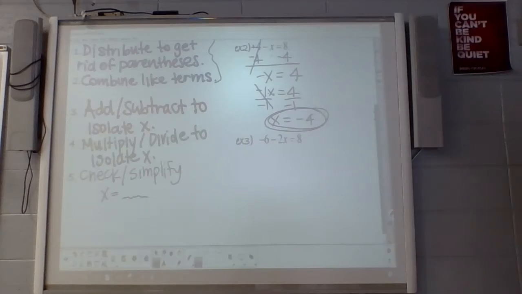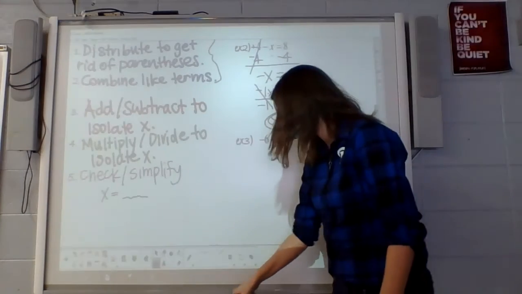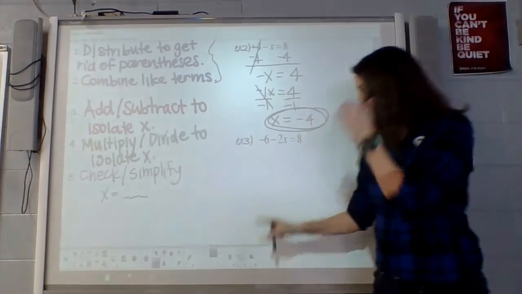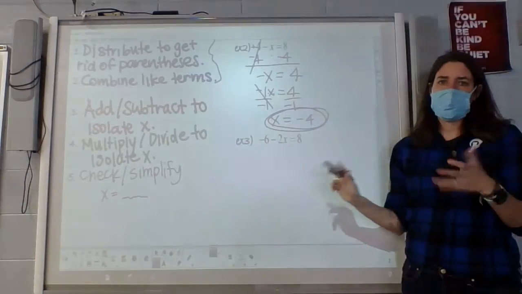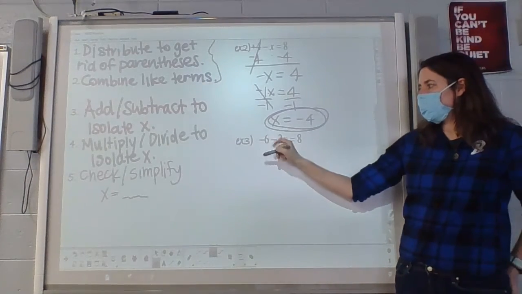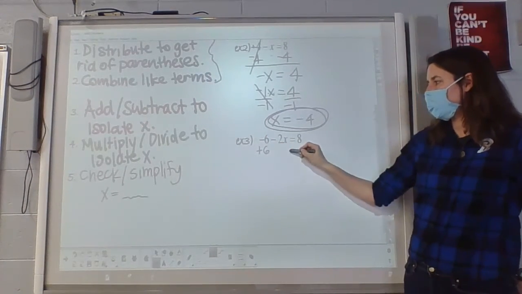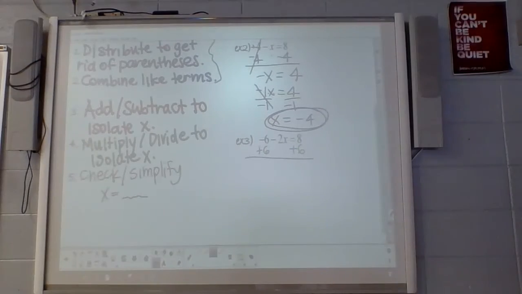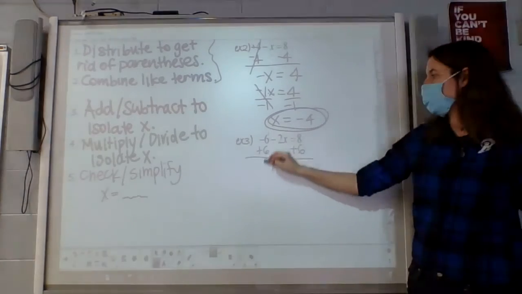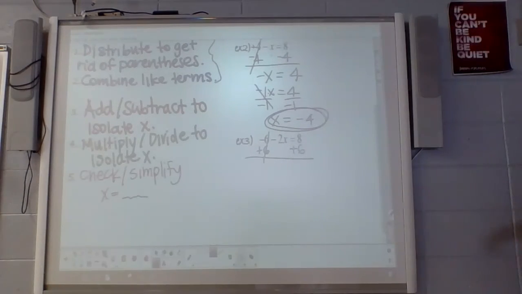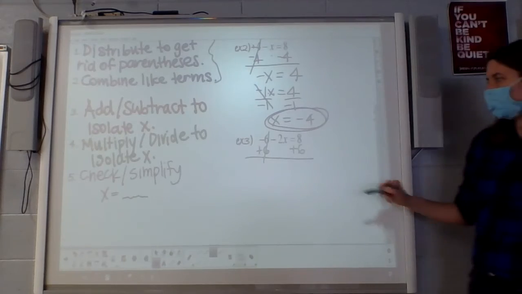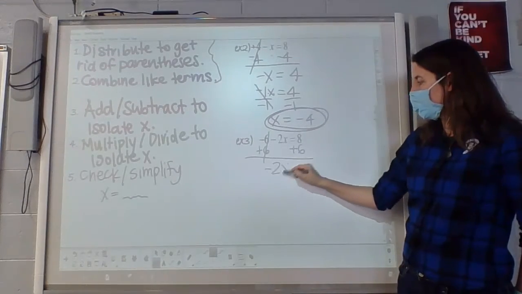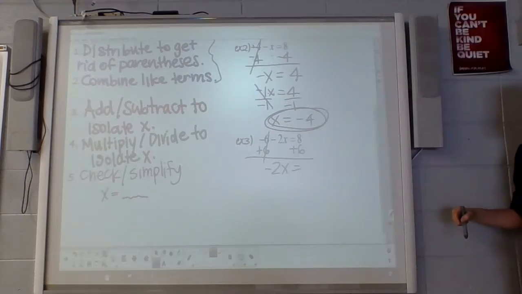Get rid of that negative 6. So what are we going to do instead? Yeah, so that 6 is like the addition and subtraction. So since it's negative, we're going to add 6, because a negative 6 and a positive 6 get to cancel. So on the left side, I'm left with a negative 2x. And what's on the right now? 14.